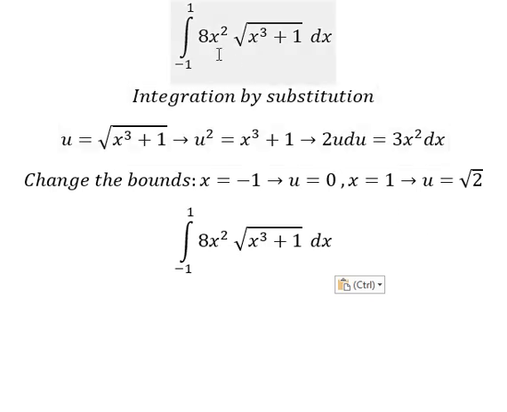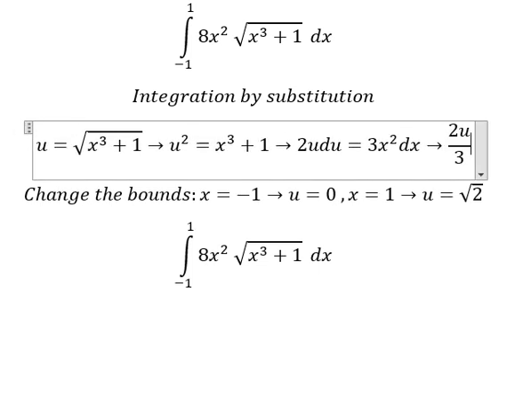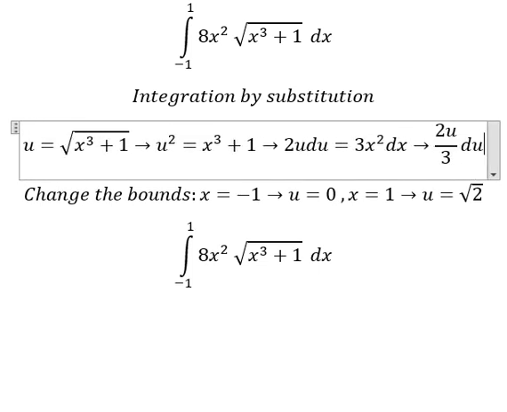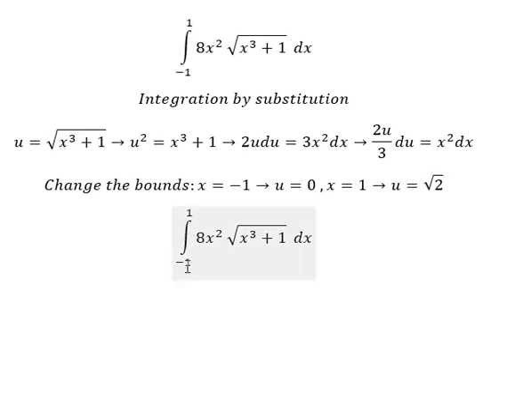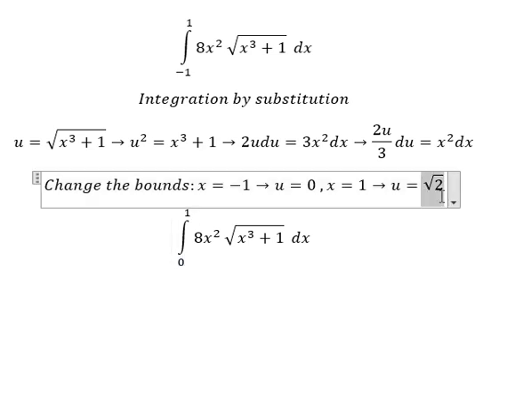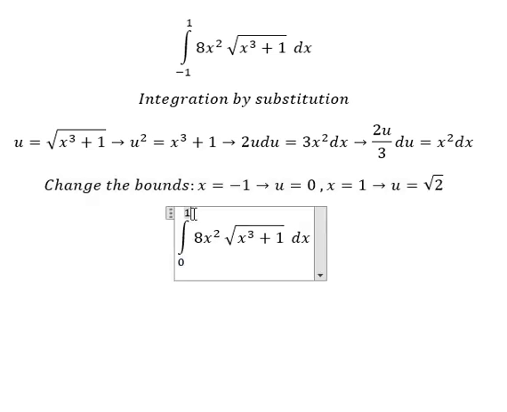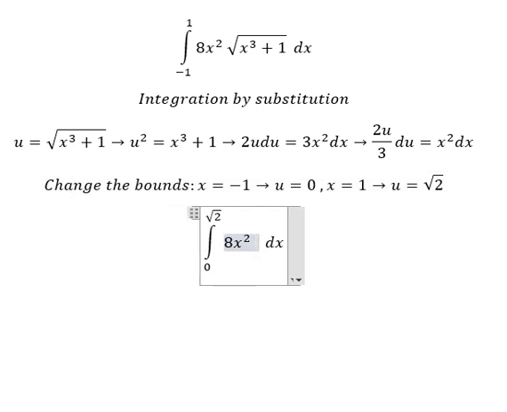So, because we don't have 3, we divide both sides by 3. Negative 1, we change to 0. 1, we change to the square root of 2. The square root, we change to u. x squared dx, we change to this one.